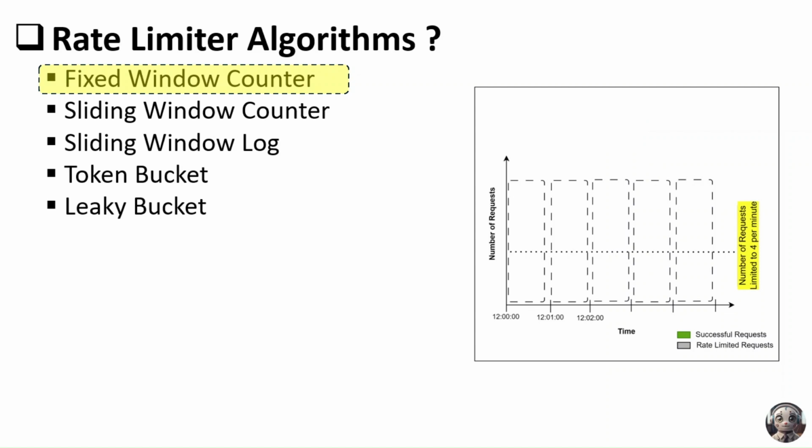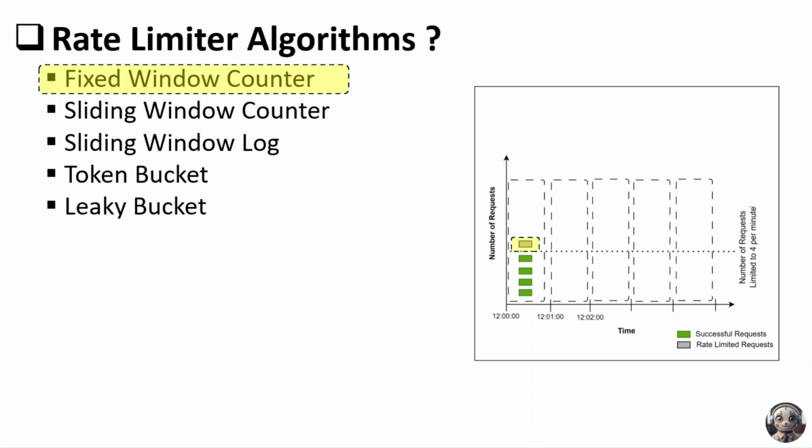Let's say you have a limit of 4 requests per minute. At 12, the window starts, and the counter begins. If all 4 of the requests are already received by 30 seconds after 12, the rate limiter will allow them to pass.